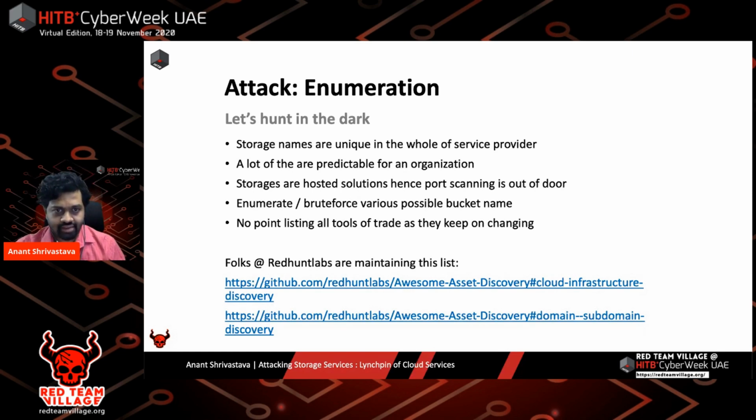So if I have claimed a bucket called Anant in one region, the entirety of the cloud service provider cannot allocate that name to any other tenant. So the names of the buckets are unique. What that means is that organizations need to find a unique name they can register. How does that work out?